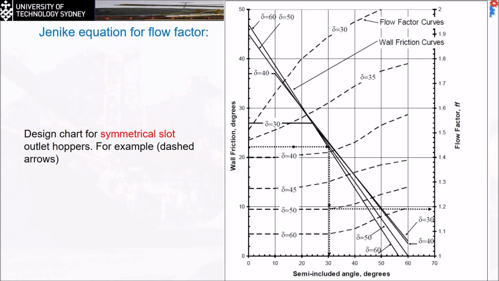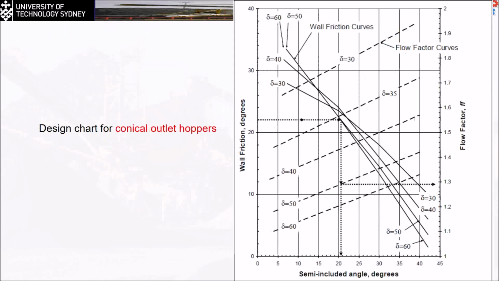This one is going to be for the conical hoppers. Now the same process actually. You go to the right, intersect with the delta you choose for the wall friction curve. You go down, find the value of theta. You go up once again, intersect with this dashed line. Go to the right, you will find the value of the FF. So this one is for the conical outlet, and this one is for the symmetrical slot, the rectangular shape.